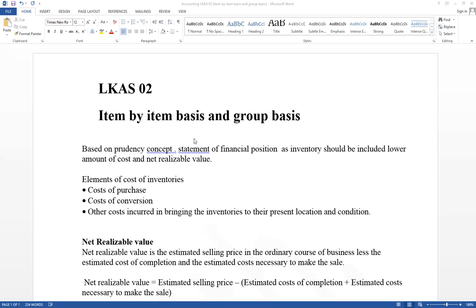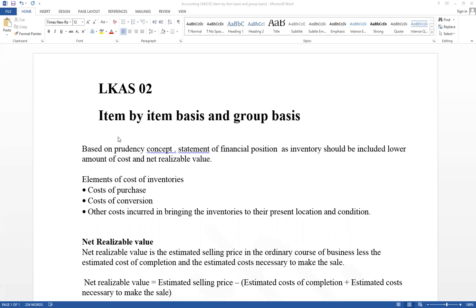And under current assets, in the statement of financial position, inventory should be included at the lower value of cost and net realizable value based on the prudence concept. Based on the matching concept and cost of sales calculation, the cost value of inventory should be included, but under current assets, based on the prudence concept, the lower value of cost and net realizable value should be included.